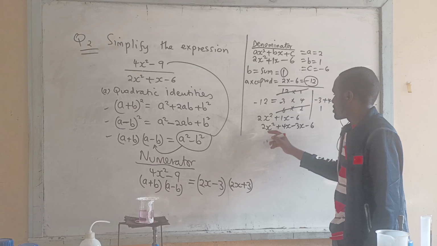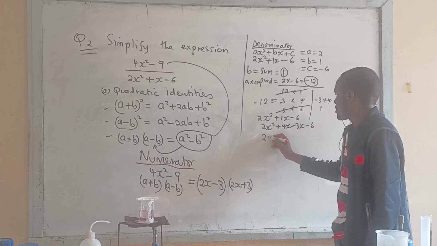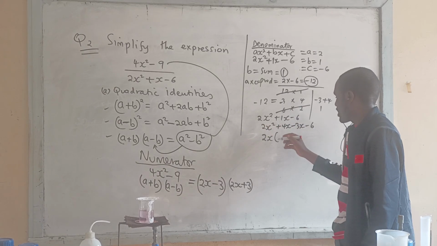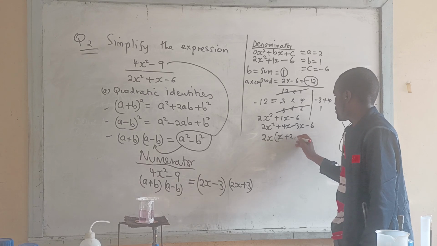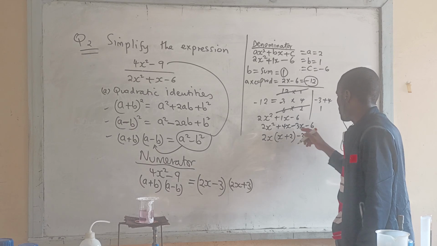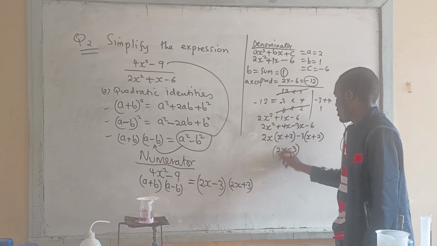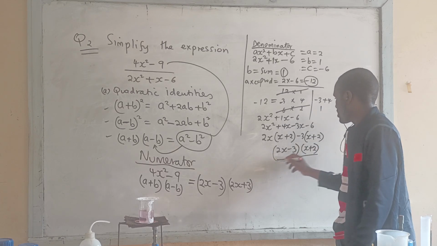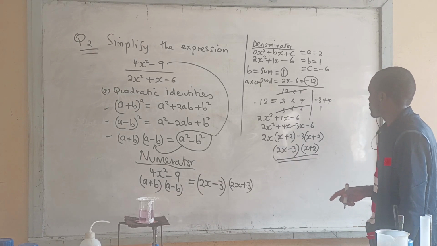Further, I use common divisors to factorize this. So I have 2x as the common divisor of the first two terms, giving x plus 2, and minus 3 into the common divisor x plus 2. So you have 2x minus 3, then x plus 2. This becomes our denominator, and the earlier expression becomes our numerator.